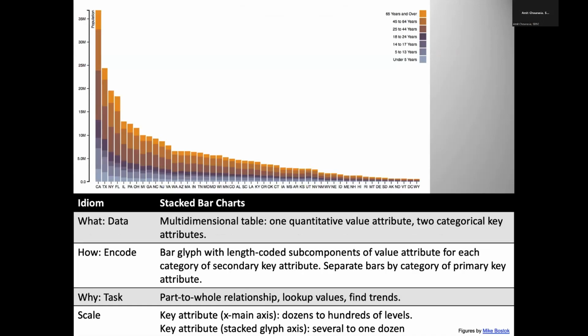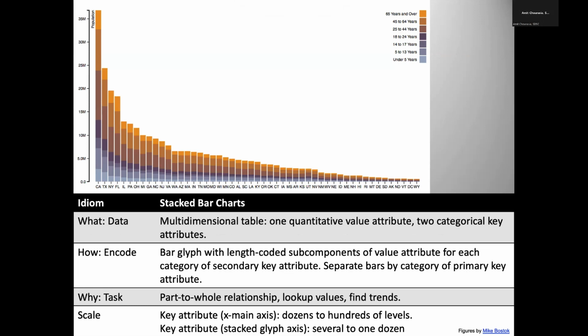Another notion of this sort of thing is the stacked bar chart, where you have a multidimensional table: one quantitative attribute and two categorical attributes. In this case, it's showing the distribution of population in different states among different age brackets. The age brackets go from below 5, to 5 to 13, 14 to 17, and so forth, represented by different colors. Each state has a categorical key, shown on the horizontal axis, and the states are ordered by population size, so it's already ordered and we can compare them.